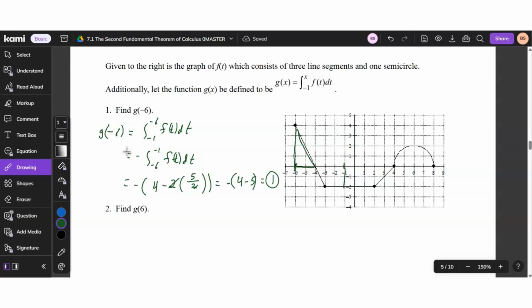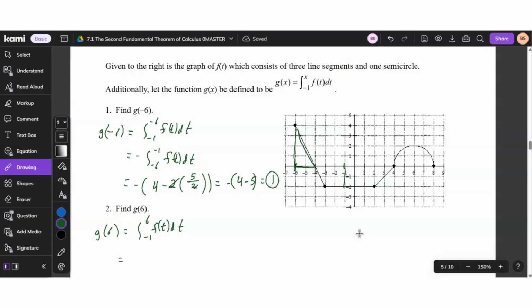All right, well, we're going to do the same kind of thing here, except that this time we're going to find it at 6. So g of 6. Okay, this time I don't need to rewrite it. It's going properly from negative 1 to 6 here, you can see, of f of t dt. And so this time all we need to do is actually go and work that out.